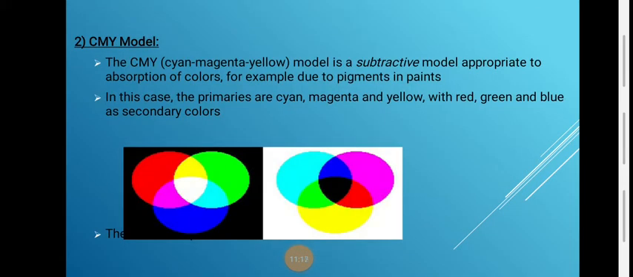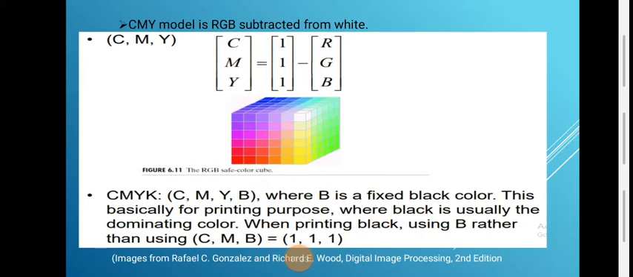The next part is the CMY model. The CMY model is the cyan, magenta, and yellow model, which is a subtractive model with respect to the approximation of the colors. We can represent the CMY model as 1 minus the RGB model.